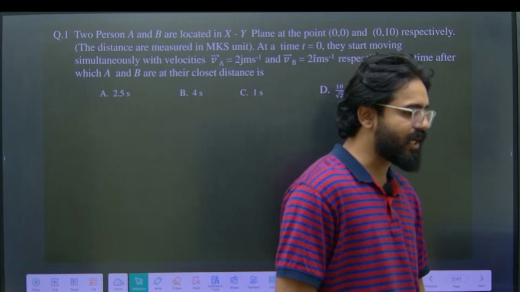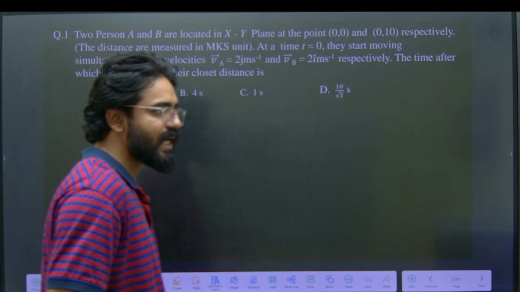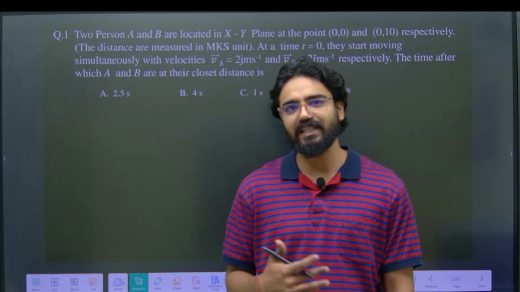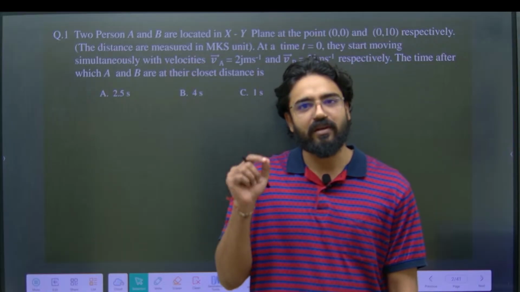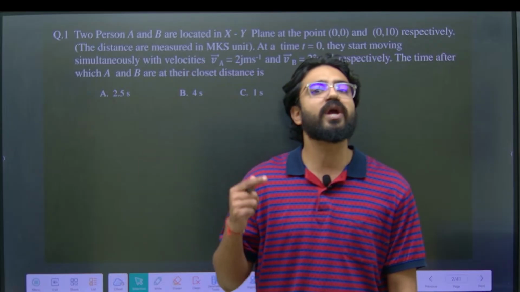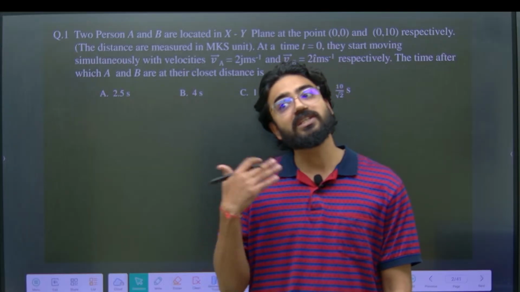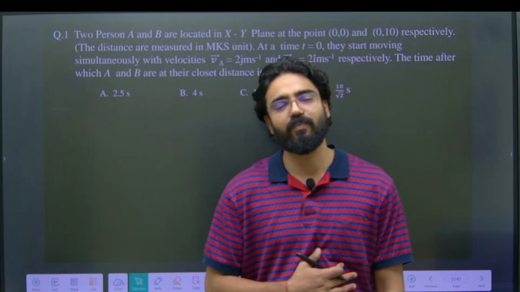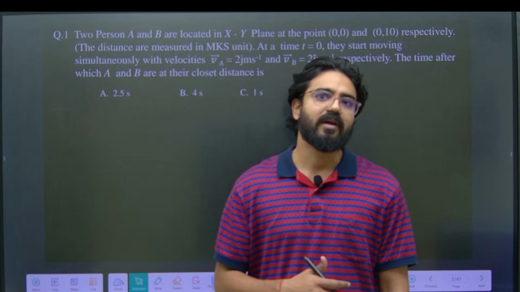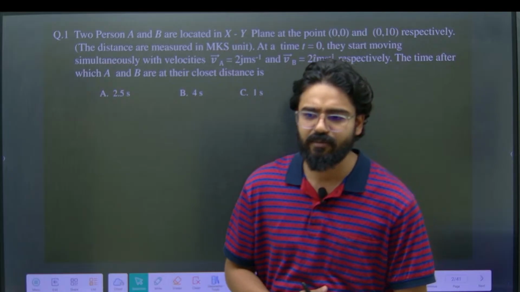So question number 1, it is saying two persons A and B are located. Basically do this, guys: read the question. You can pause the video at any time. You have the power, correct? Thanks to the internet, you can pause the video, read the question, attempt it, and then see my solution. Then you will learn more, instead of just seeing the solution, which I don't think would make much of a difference. So firstly, pause the video and attempt the question, and then see my solution, correct?